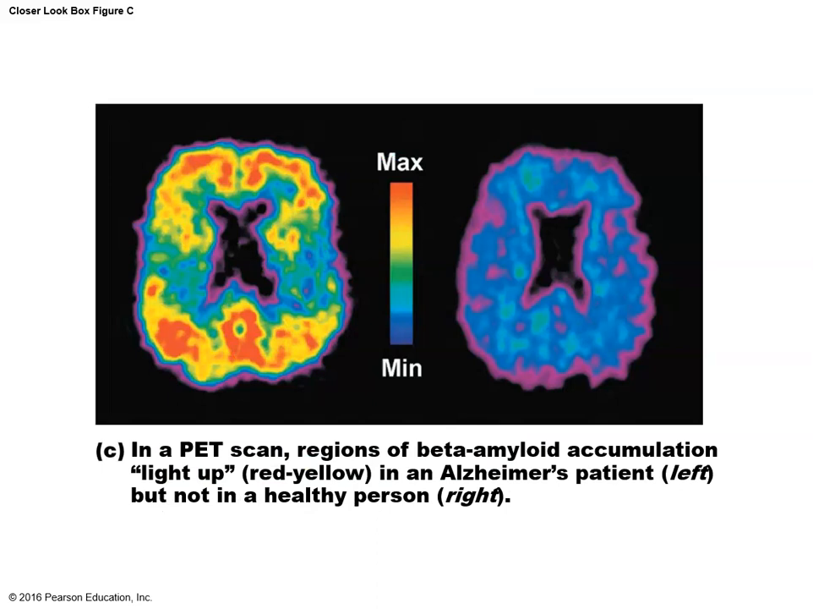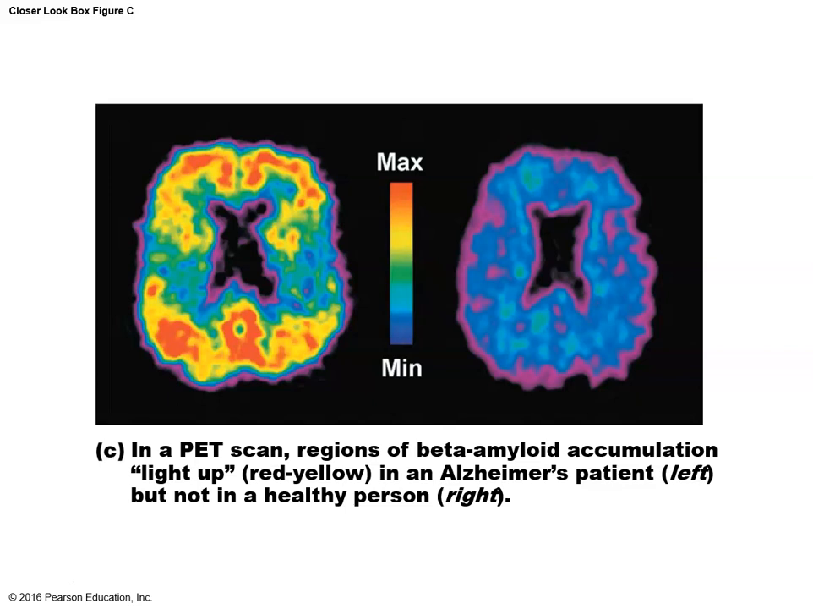Here's another example of knowing what it's supposed to look like. In many scans, a brighter colored brain indicates a higher level of brain activity. In this particular kind of PET scan, it's not necessarily the case. So in a healthy person, what you would hope to see is more of a dull blue color, because here they're measuring a particular protein and its concentration.